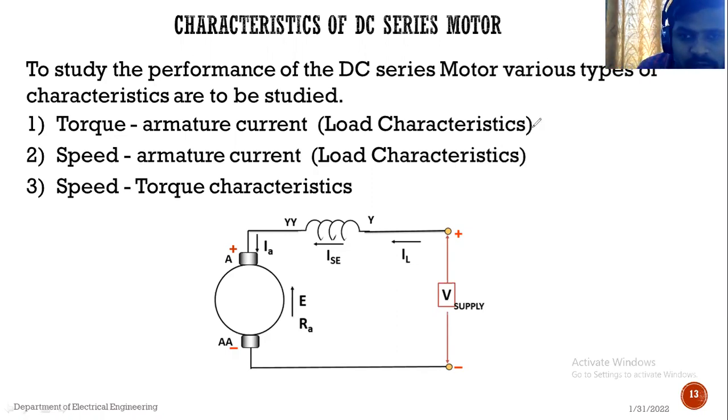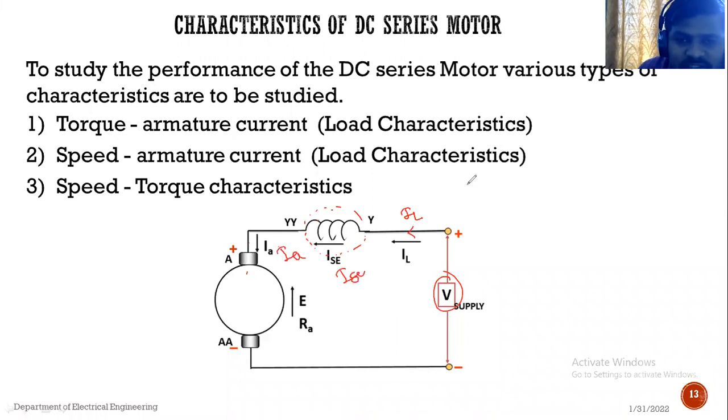See, here this is the diagram for DC series motor. Why is it called series? The field winding of the motor is connected in series with the armature. Armature च्या series मध्ये. So this is the supply voltage. Here it is load current IL. Here it is series field current Isc, and this one is the armature current Ia.